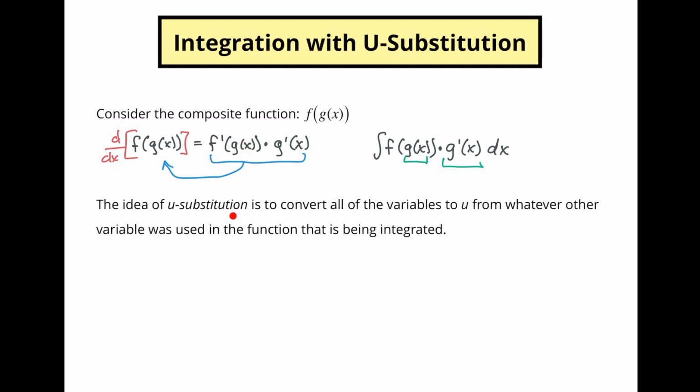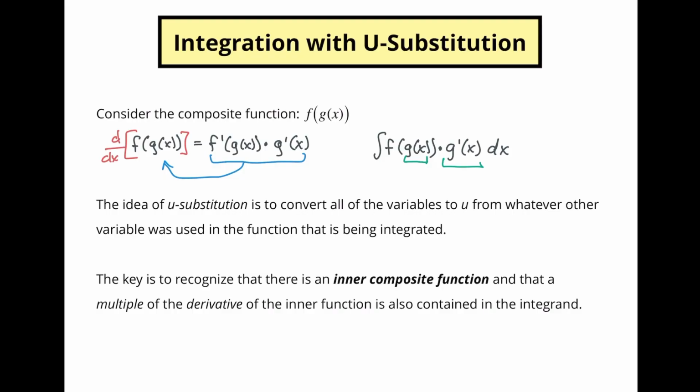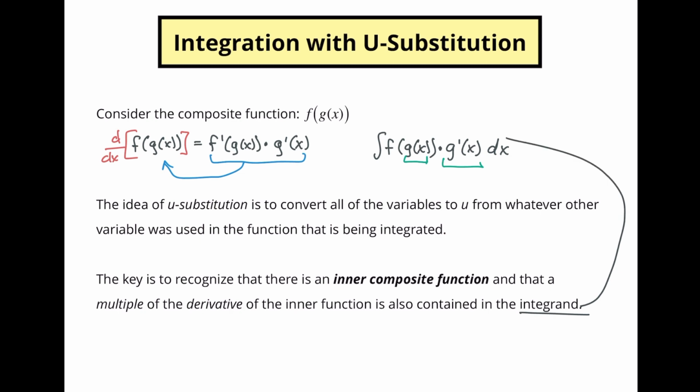So the idea of U-substitution is to convert all variables to U from whatever other variable was used in the function. That means if here we've got dx, if we're integrating with respect to x, then we want to change all of these x's to U. If you were doing something with respect to time, then you want to change the time to a variable of U, and we're going to substitute that U value in. The key to recognize this is that there is an inner composite function and that the multiple of the derivative of the inner function is also contained in the integrand. Now, the integrand is the actual thing that you're trying to integrate. So in this case, the integrand is all of this.